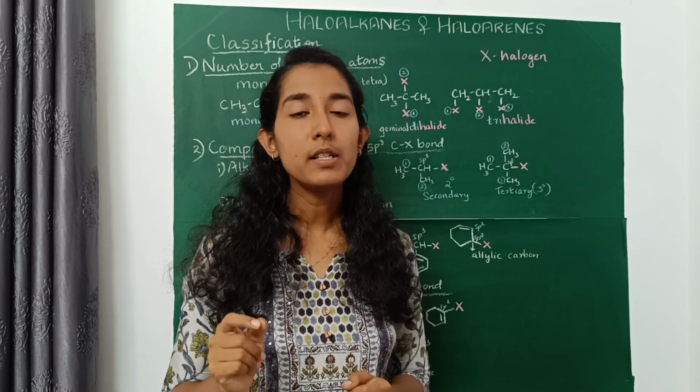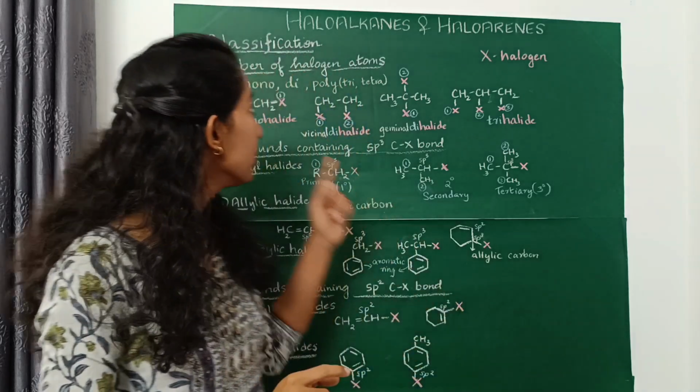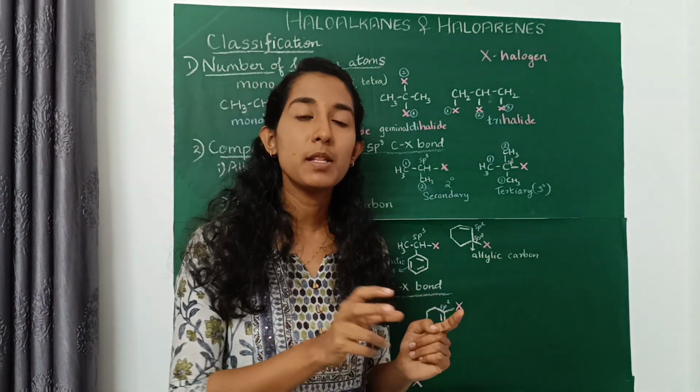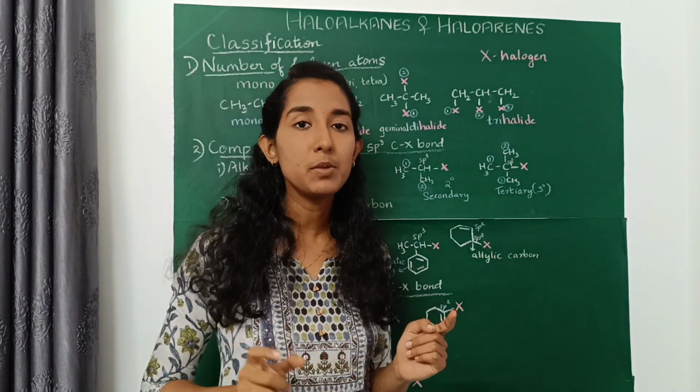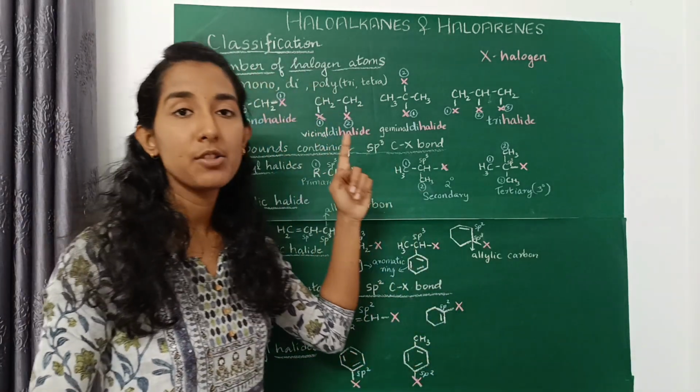Hello students, so today we'll discuss the classification of haloalkanes and haloarenes. Classification can be done based on the number of halogen atoms, and based on the sp3 carbon-halogen bond and the sp2 carbon-halogen bond. Moving on to the first, the number of halogen atoms.